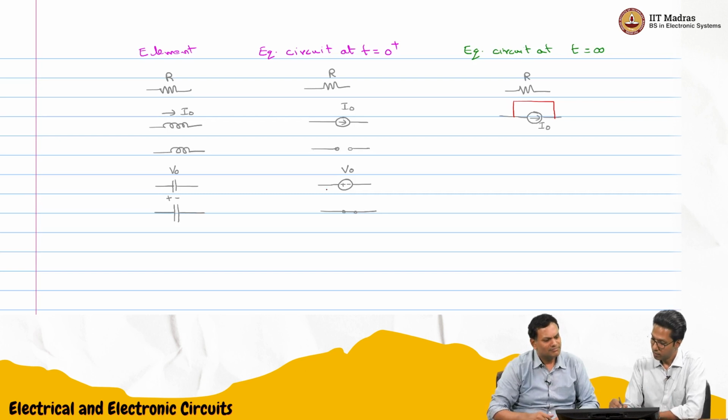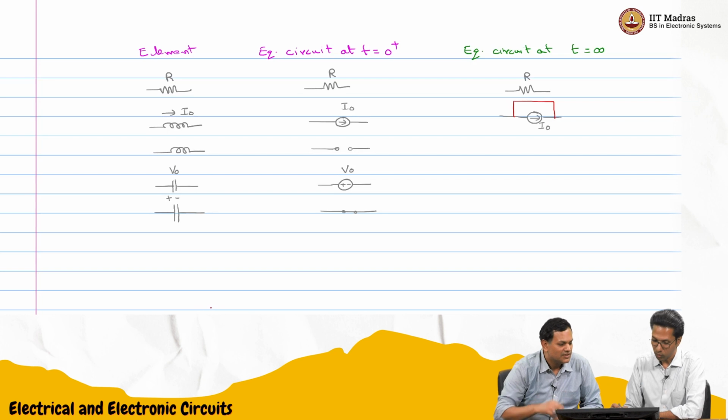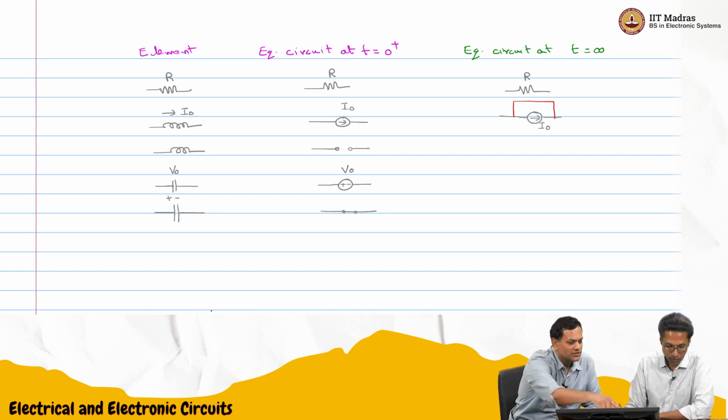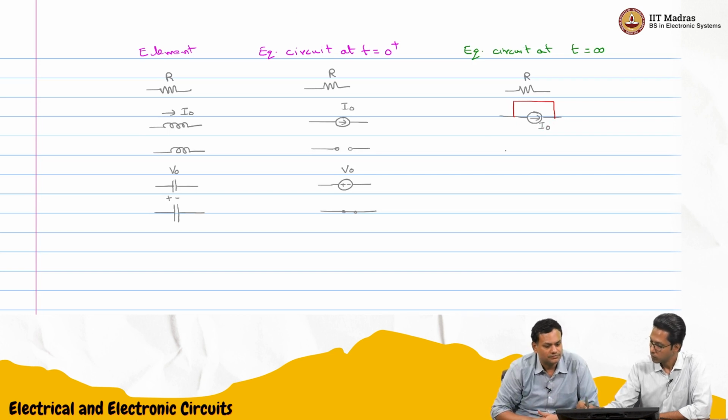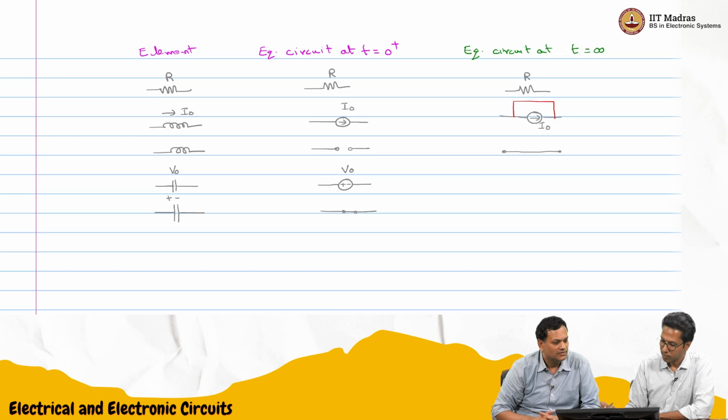Then can we do it for the capacitor also? So we'll fill in this row also. So the inductance is a short circuit now. This third row is an inductance with no initial condition, it is just a short circuit. Okay. And now the capacitor with an initial charge of V naught.